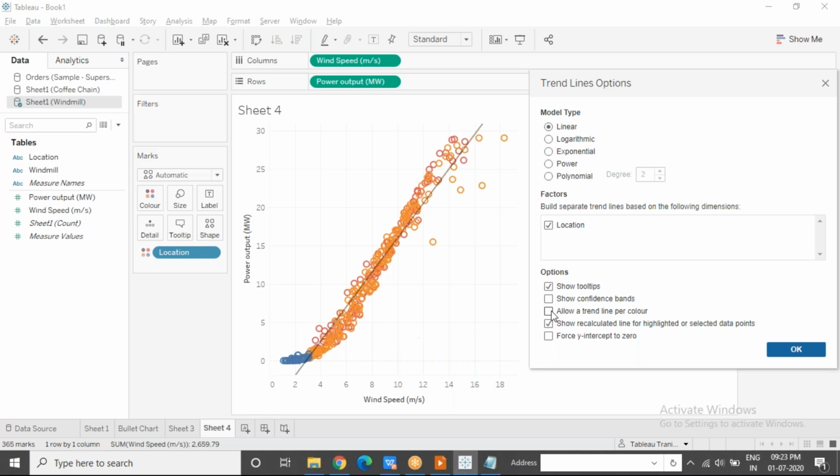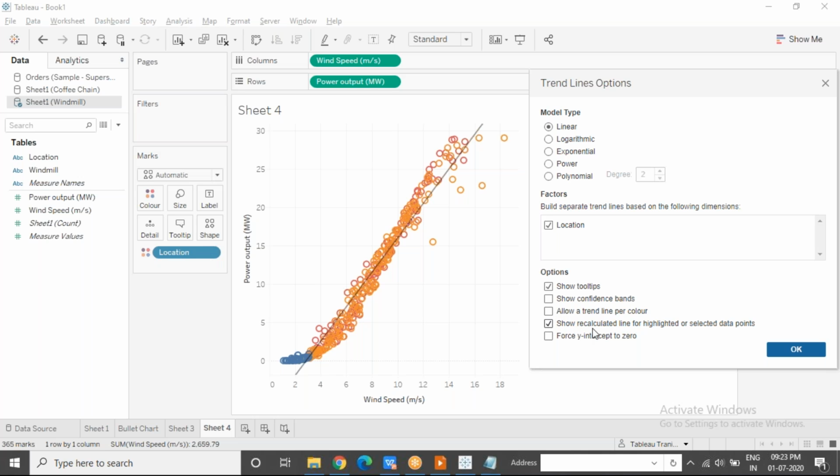Suppose I uncheck show a trend line per color. Then even though we have color coded the chart, the trend will be computed taking the entire data into account. So if your intention is simply to make the chart look visually appealing with different colors, but the trend should be computed for the entire data, then you can deselect the option to allow a trend line per color.